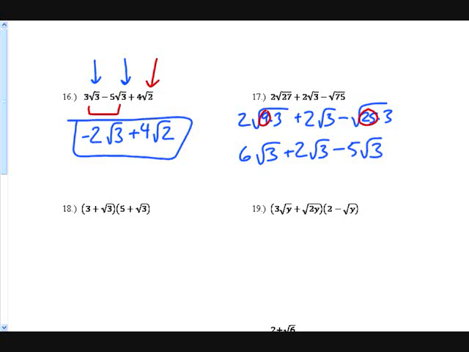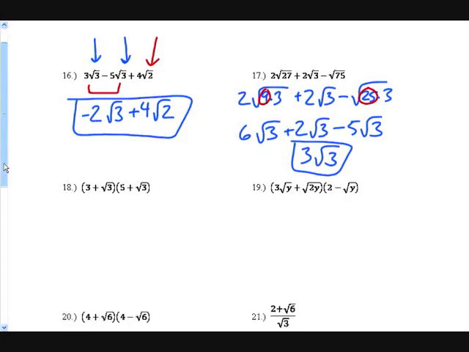And now what happens is I see that I have all like radical terms. So I can combine these. 6 plus 2 is an 8. Minus the 5 is a 3. So this is going to give me a 3 root 3. Again, I add or subtract the coefficients. The radical part stays the same.